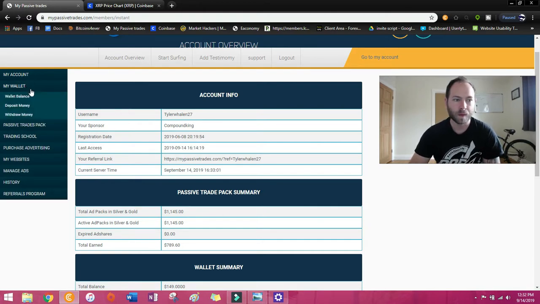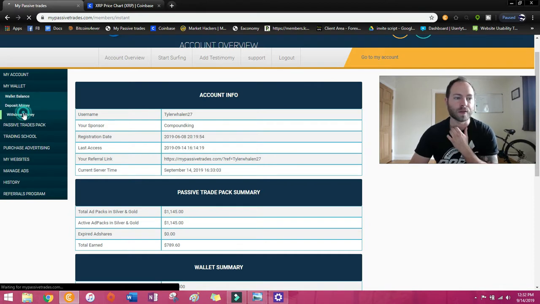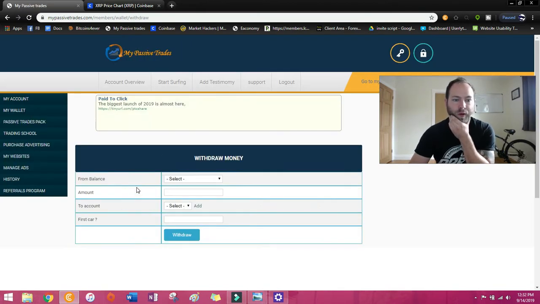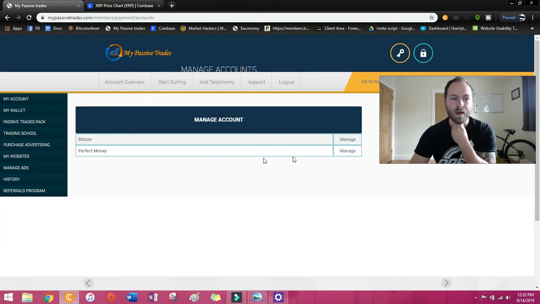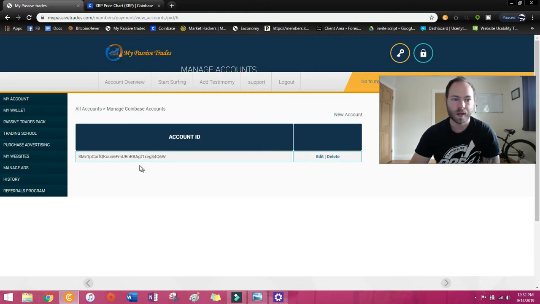So what I'm going to do is go to my wallet, go to withdraw money. What I had to do before, because I was having problems, was go to accounts and add, go to Bitcoin and manage, and I added my Coinbase address there. I chose Coinbase because it connects to PayPal so I can sell my Bitcoin right away to my PayPal account and then transfer it to my bank account. But if you do want to accumulate Bitcoin and save up for the future, in case Bitcoin moons, you can use a different type of wallet, like a cold storage wallet or something.